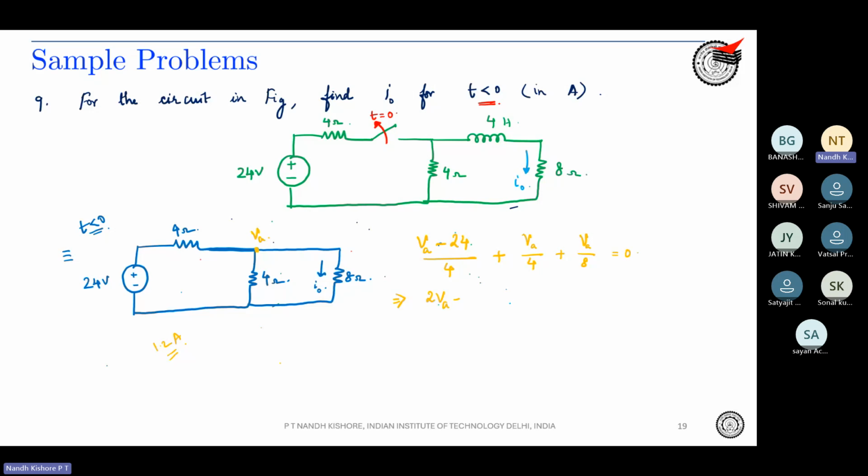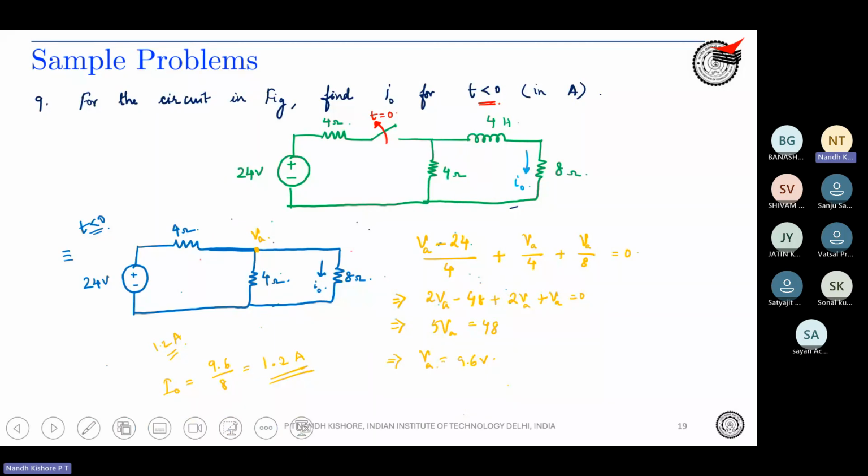So, minus 48 plus 2VA plus VA equal to 0. Therefore, you get 5VA equal to 48. So your VA will be 48 by 5, which is 9.6 volt. So VA is 9.6. Therefore, I0 is how much? 9.6 divided by 8, which is 1.2 ampere. Got it? Simple question, right?